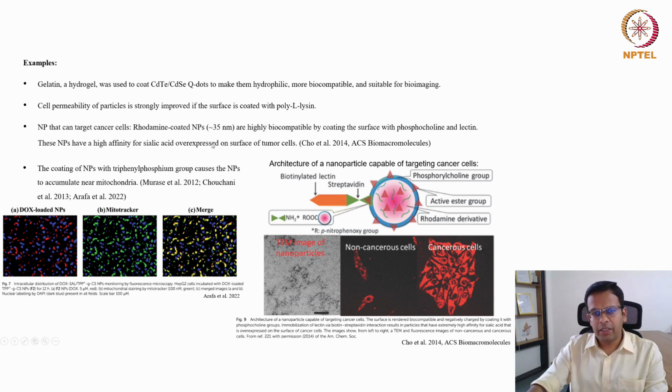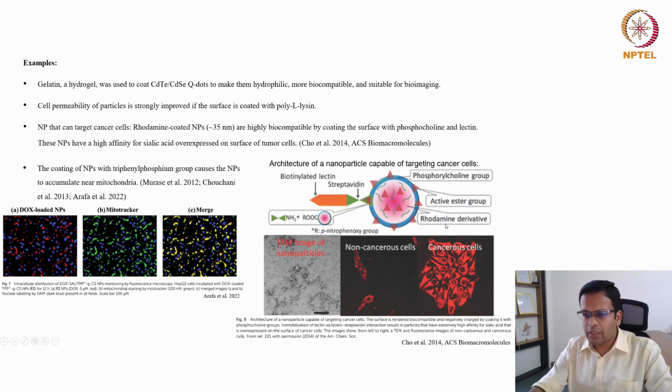Now for specific targeting, you see this example I will show you here. The rhodamine-coated nanoparticles of 30 nanometer in diameter are highly biocompatible by coating the surface with phosphocholine and lectin. See, this is the nanoparticle, and they loaded a rhodamine derivative so that it will give red fluorescence, and then they coated the surface with phosphorylcholine and active ester groups, so that these nanoparticles have high affinity for the sialic acid overexpressed on the surface of tumor cells.